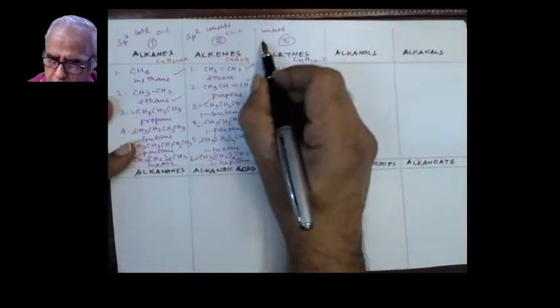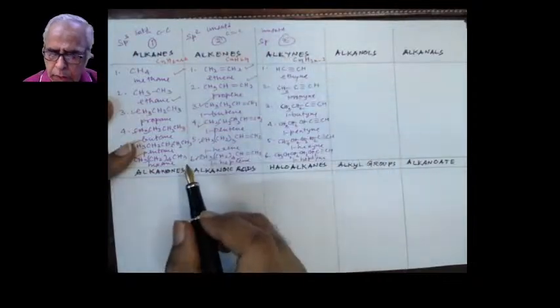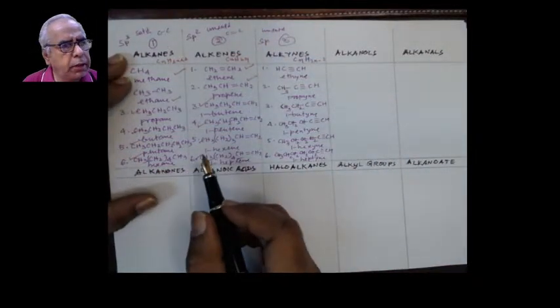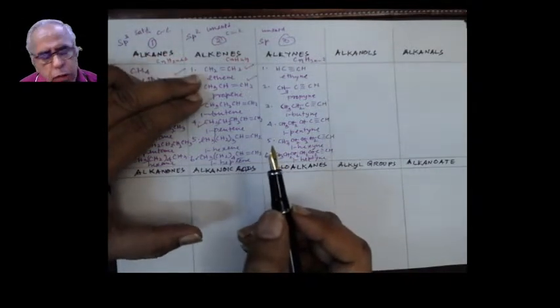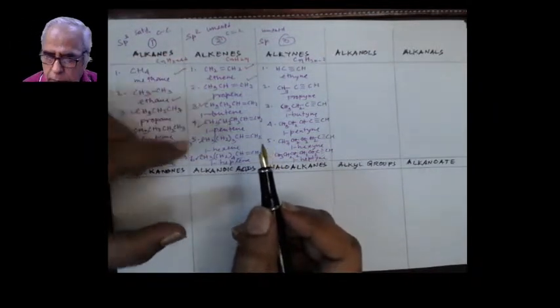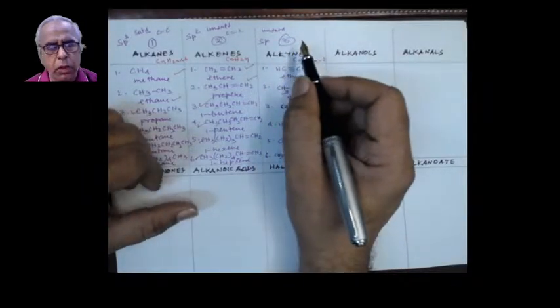And not only that, alkynes are sp hybridized. sp3 hybridized, they have the tetrahedral structure. sp2 hybridized, they have the planar structure, triangular planar structure. Whereas sp hybridized are rod-like structures, linear structures.